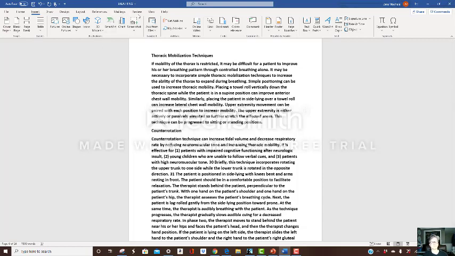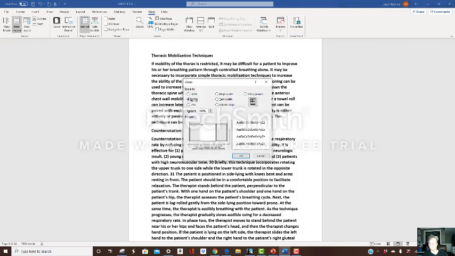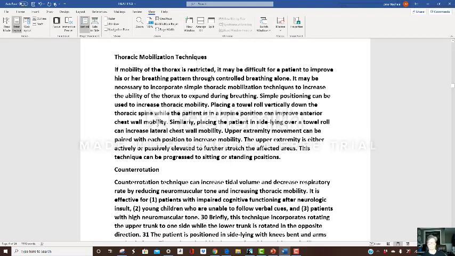Placing a towel roll vertically down the thoracic spine while the patient is in a supine position can improve anterior chest wall mobility. Similarly, placing the patient side lying over a towel roll can increase lateral chest wall mobility. Upper extremity movement can be paired with each position to increase mobility. The upper extremity is either actively or passively elevated to further stretch the affected areas. This technique can be progressed to sitting or standing positions.